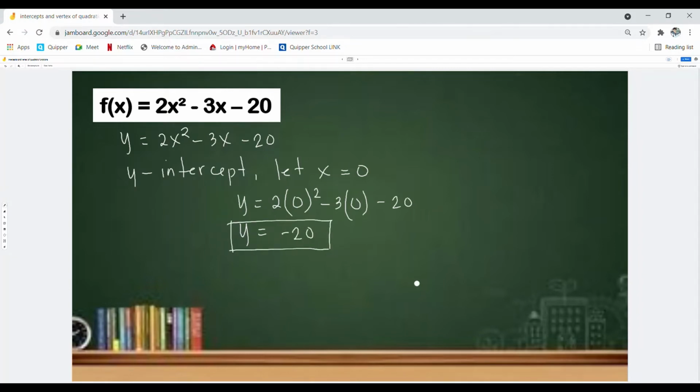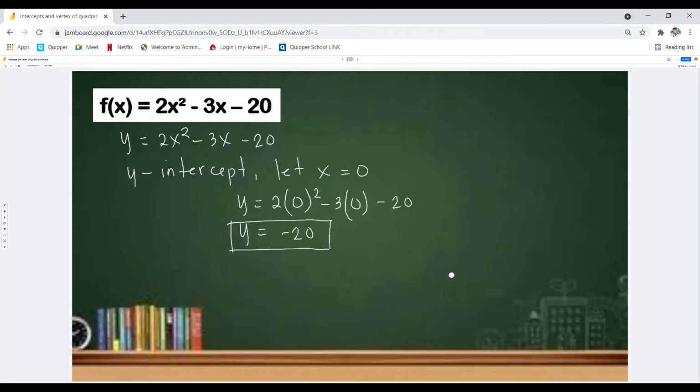That is your y-intercept. Take note, intercepts are the points where the parabola passes through the axes x and y. For x-intercepts, that's the point where the parabola passes through the x-axis, and for the y-intercept, it is where the parabola crosses the y-axis.